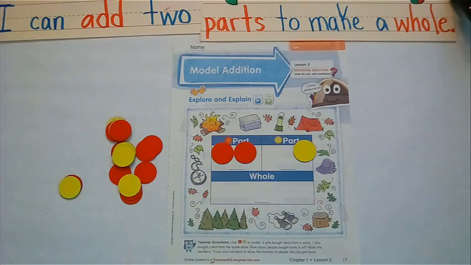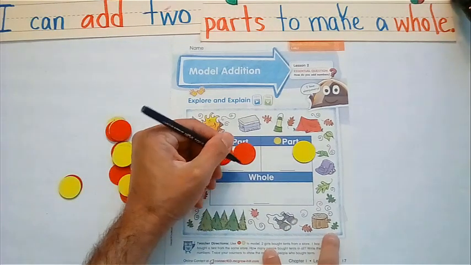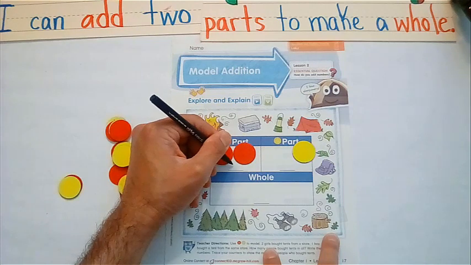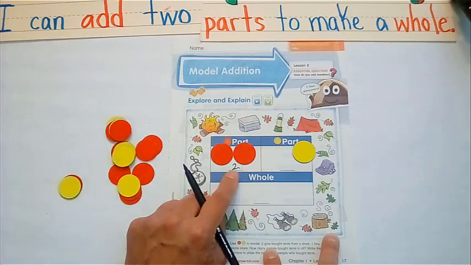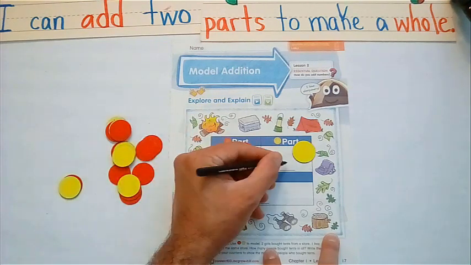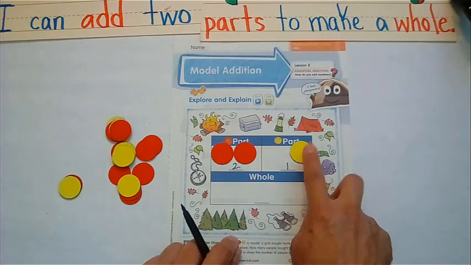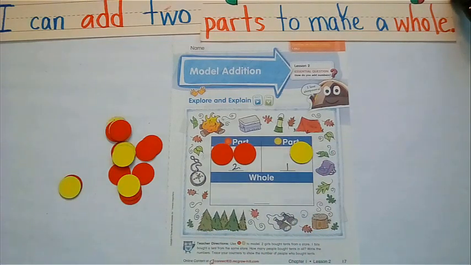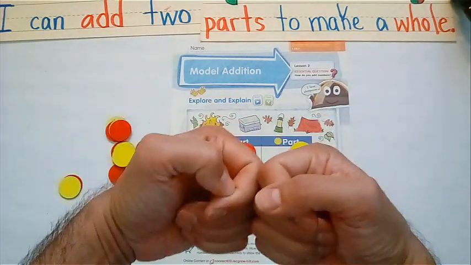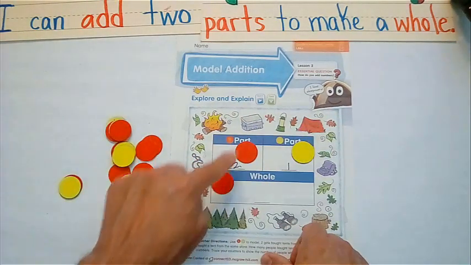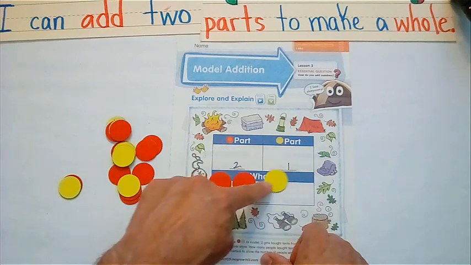So let's write those numbers so we don't forget. This is going to be 2 because there's 2 girls. This is going to be a 1 because 1 boy and there's only 1 dot right there. So now let's put these 2 parts together. Ready? Okay, so I'm moving it down and I'm moving this down.